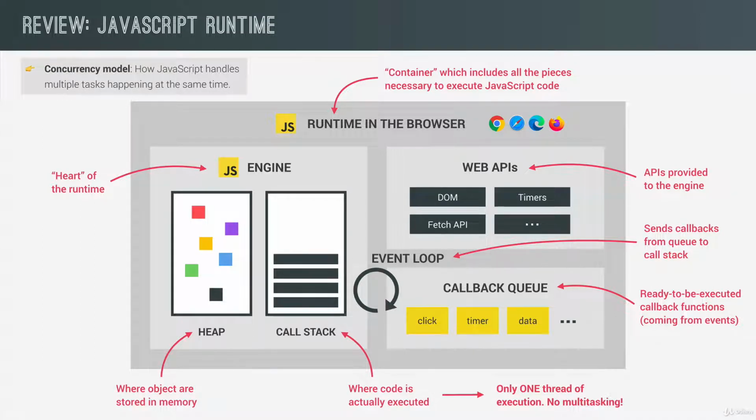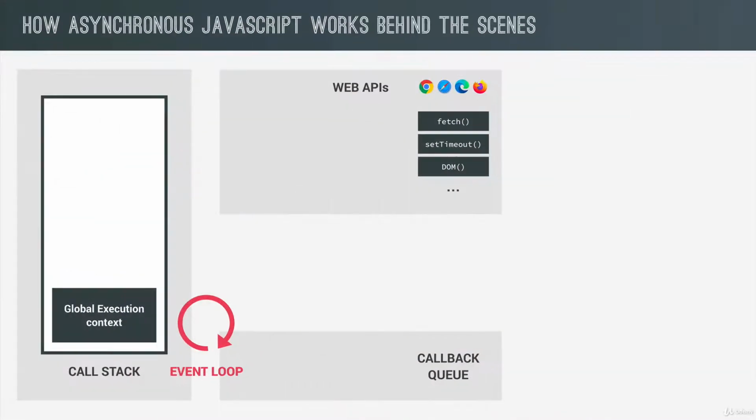But now, how does this non-blocking concurrency actually work? And why is the event loop so important? Well, let's find out. And let's focus on the essential parts of the runtime here. So that's the call stack, the event loop, the web APIs, and the callback queue.